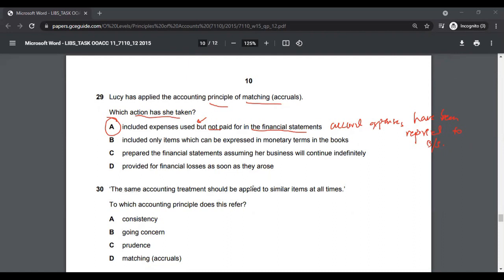Multiple choice 30. The same accounting treatment should be applied to similar items at all times. To which accounting principle does this refer? And that's consistency. And the answer to multiple choice 30 is option A.